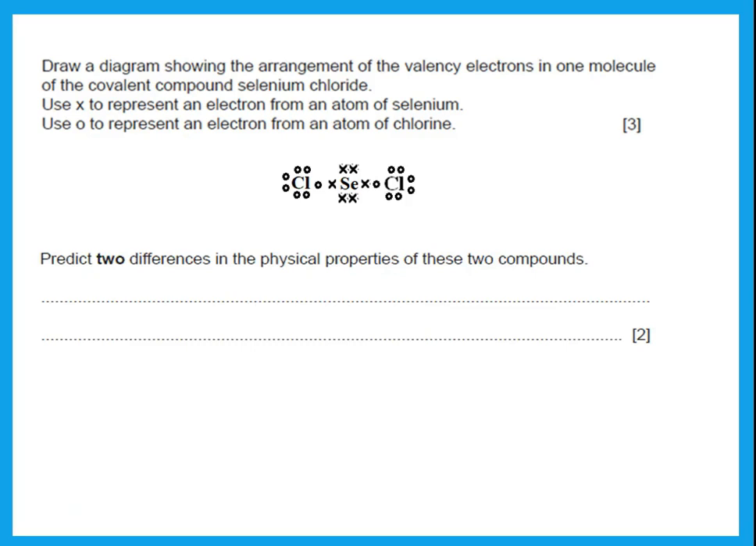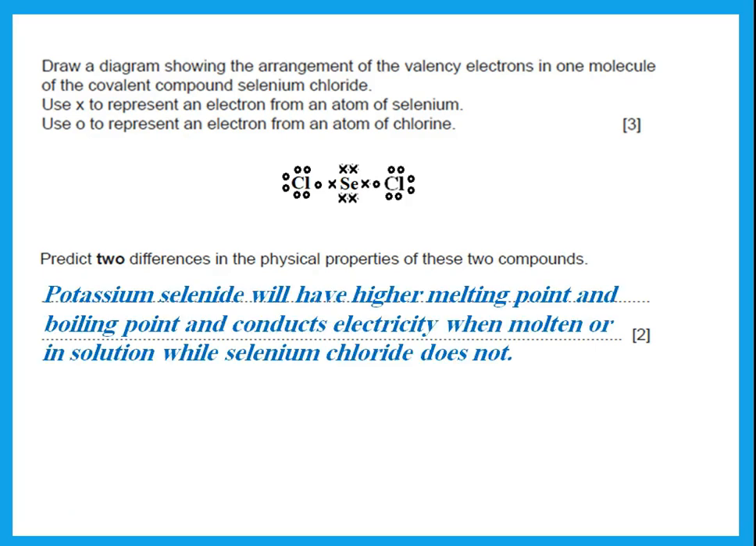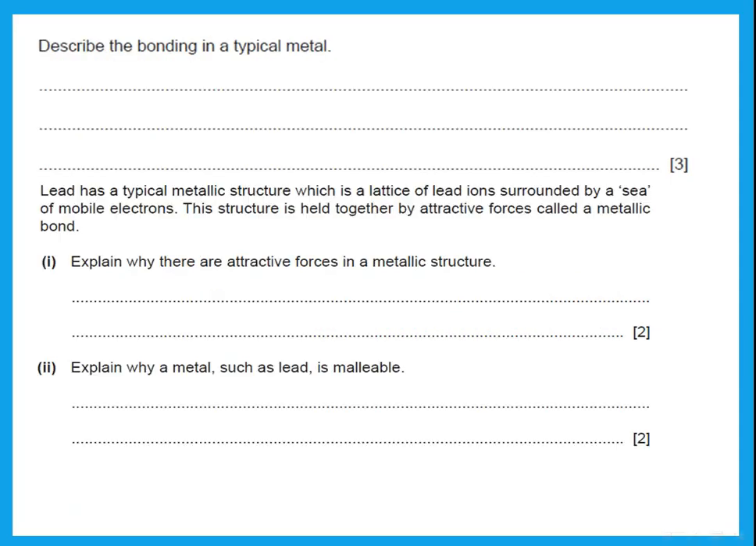Okay, predict 2 differences in the physical properties of these 2 compounds. He's talking about the covalent selenium chloride and the ionic potassium selenide. Okay, so the potassium selenide, because it's ionic, will have a higher melting point and boiling point, and it will conduct electricity when molten or in solution, while selenium chloride will have a lower melting point and does not conduct electricity. Okay. Remember, he's talking about physical, so I cannot say anything about reactions.